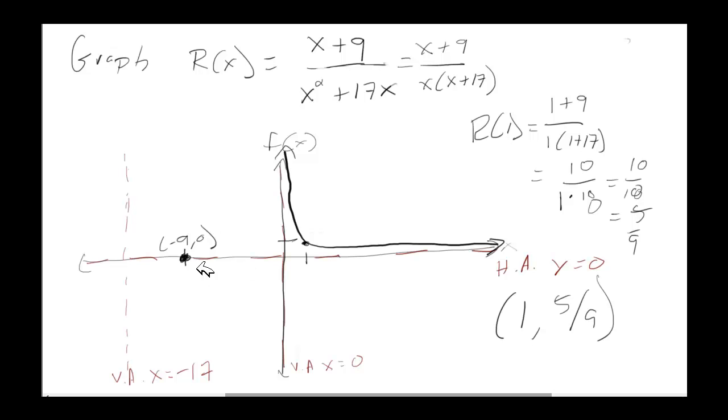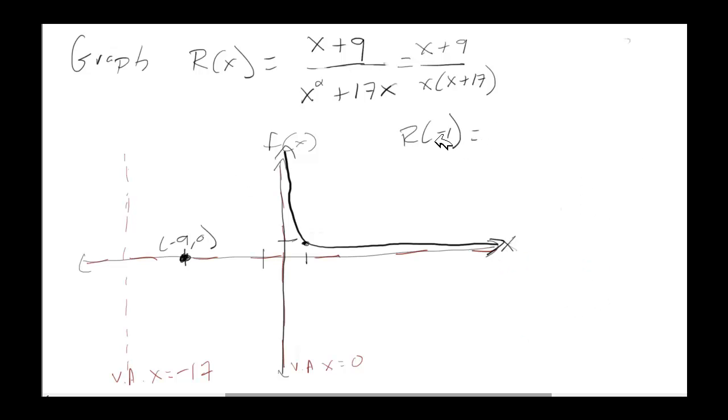So again, I'm going to need to plot points. So let's see what happens if we plug in, for example, -1 in for x. Let's see what we get. So I'm going to give myself some more space. Okay, I'm plugging in -1, in for all x's.